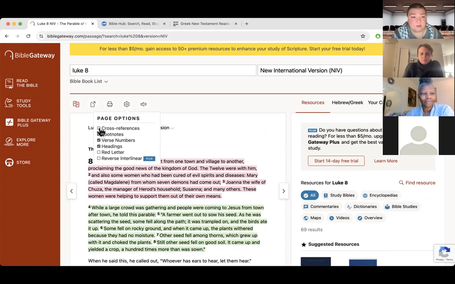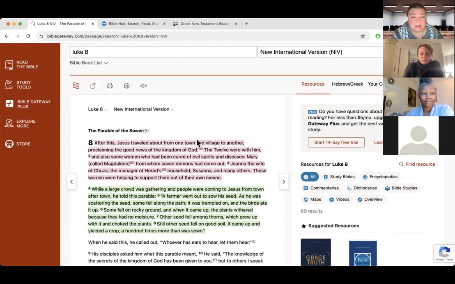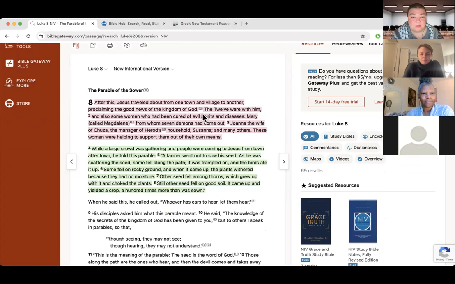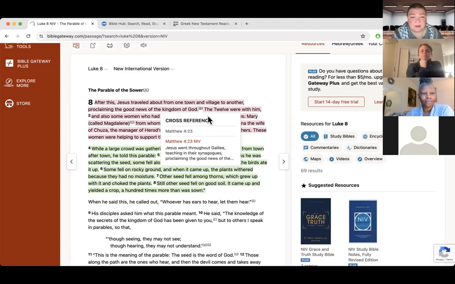Let's now add cross-references. Now already, right here, we see that we have a little cross-reference. If we click on there, it shows us that the same text, or the story, is also being referenced in Matthew 4:23. So that can be very useful to have a look at and see whether or not, for example, another part of the Bible is being quoted by someone. The right kind of proof texting, as we were talking about yesterday.